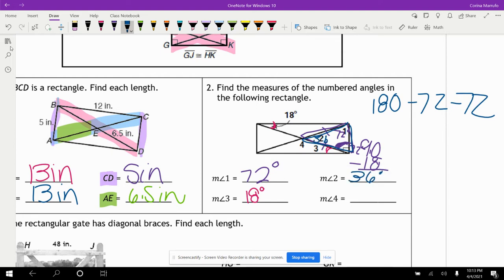Okay, and then to find angle 4, if you notice, angle 4 makes a straight line with angle 2. So remember, when it's a straight angle, they should add up to 180. So I'm going to do 180 minus 36, and that gives me 144. So angle 4 is 144 degrees.